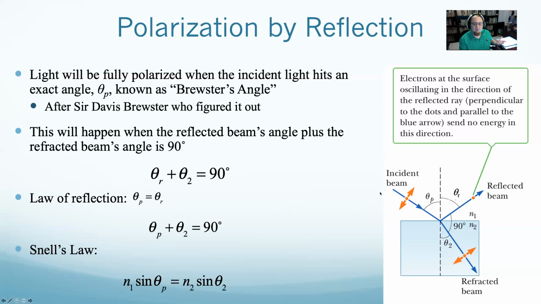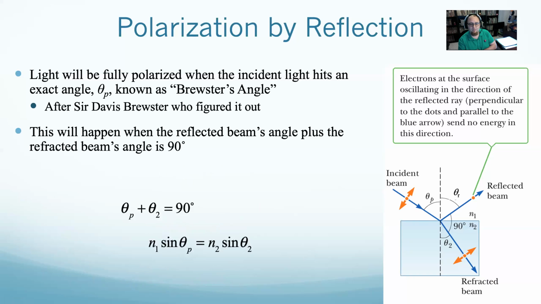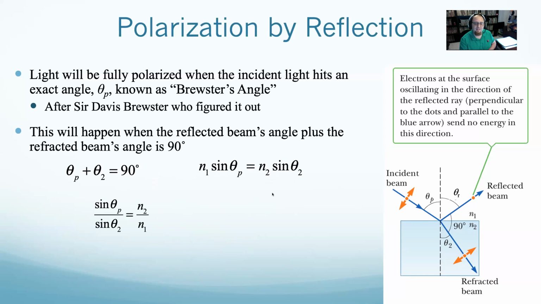And we also have Snell's law, right? n1 sine theta 1 equals n2 sine theta 2. I'm just calling theta 1 theta p because it's Brewster's angle. And if both of these things are true, if theta p plus theta 2 is 90, and if n1 sine theta p equals n2 sine theta 2, I can take my Snell's law and divide both sides by sine theta 2, then divide both sides by n1. I'll then take that equation, and for theta 2, I'll say theta 2 equals 90 minus theta p.